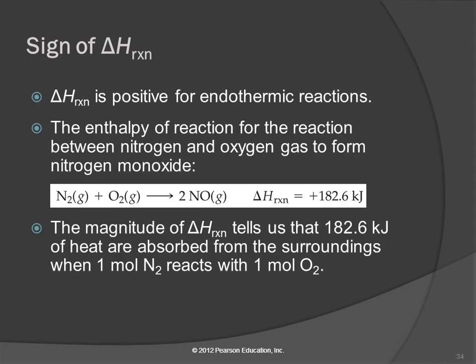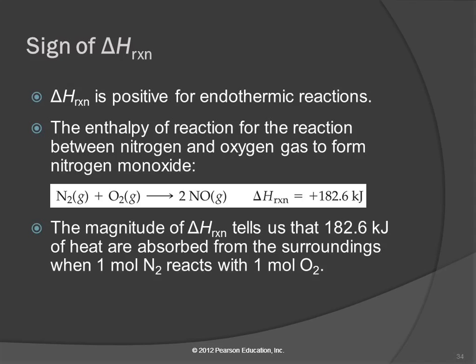For positive delta H's, that means it's an endothermic reaction. When nitrogen and oxygen react to form nitrogen monoxide, it absorbs energy from the surroundings. And so it's a positive delta H. 182.6 kilojoules of energy for 1 mole of this and 1 mole of that reacting to form 2 moles of that.